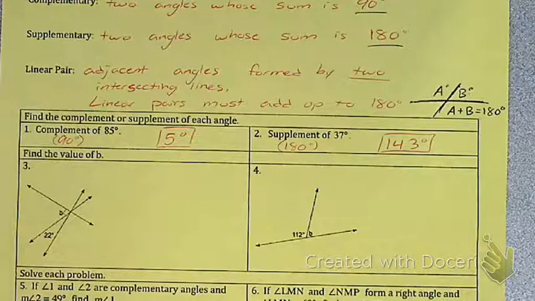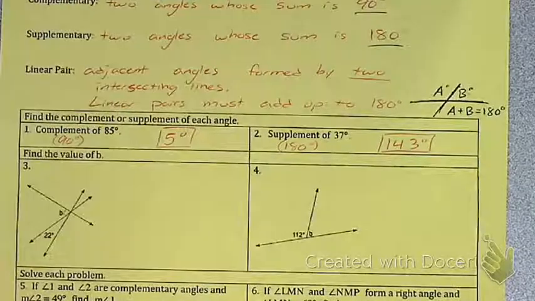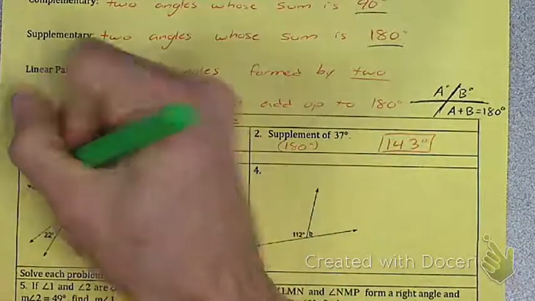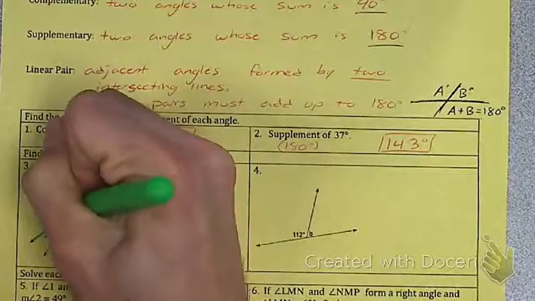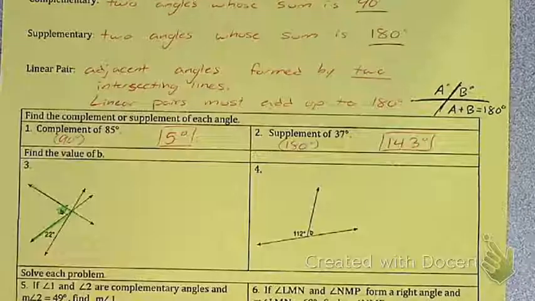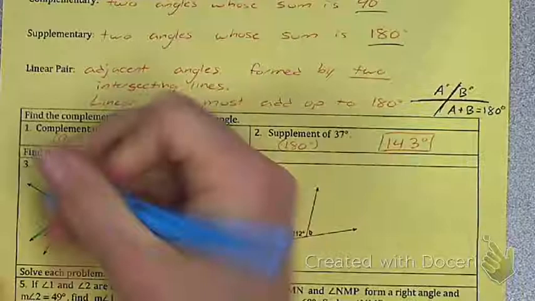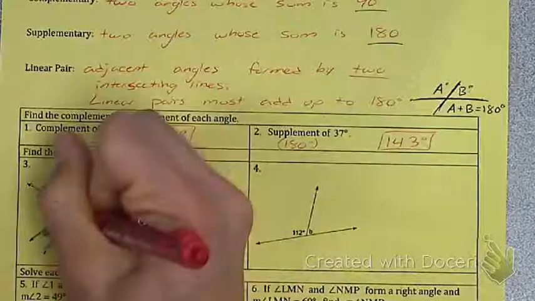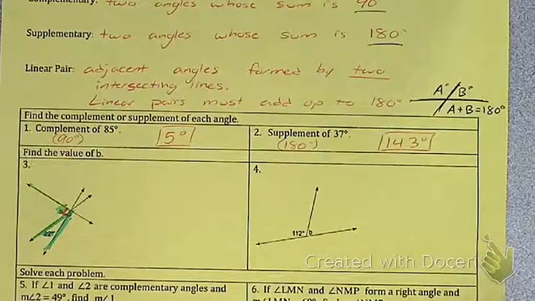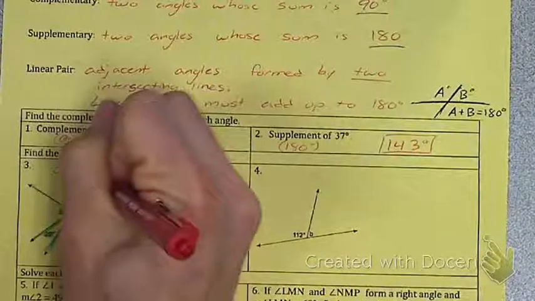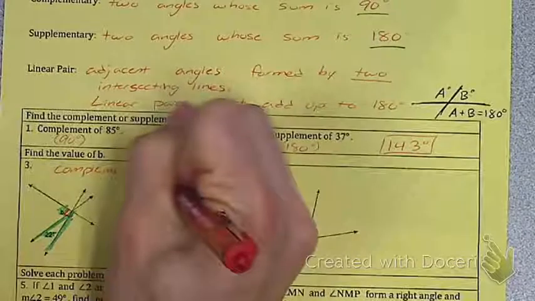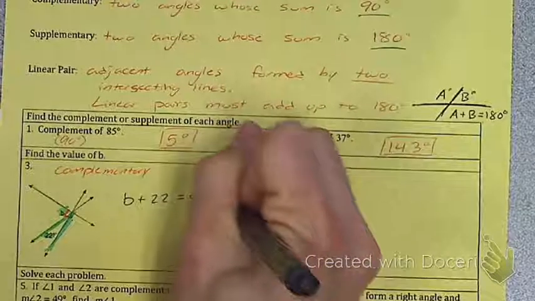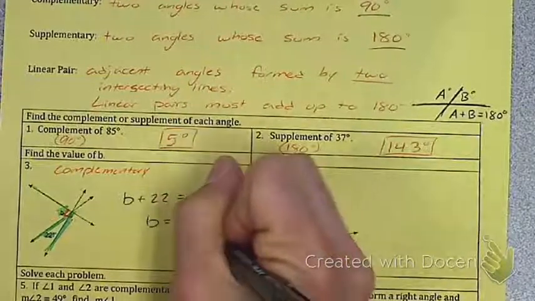Number 3, find the value of B. So there's two angles here. This one here is B, and this one here is 22. And we can see that those two angles are on a right angle, meaning that they are complementary. Therefore, B plus 22 equals 90 degrees. Therefore, B equals 68 degrees.